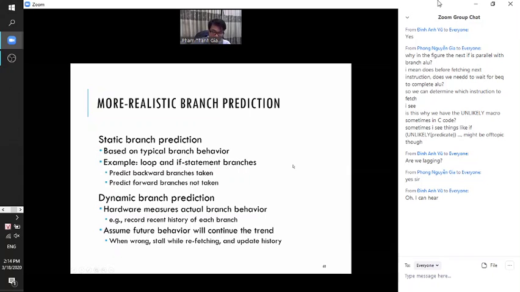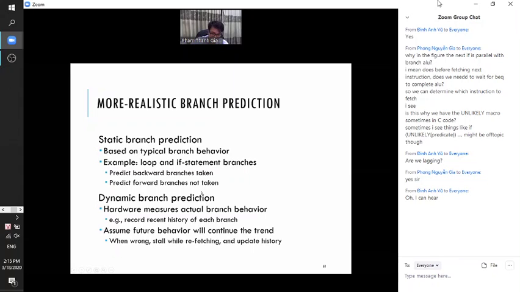For the computer now, sometimes it becomes smart and sometimes maybe it's stupid. With static branch predictions based on the typical branch behaviors, it's loop and if statement branches. We often consider the loop when we come back to the beginning, and the if statement we can consider the next statements. So we can predict the backward branch is taken and the forward branch is not taken.